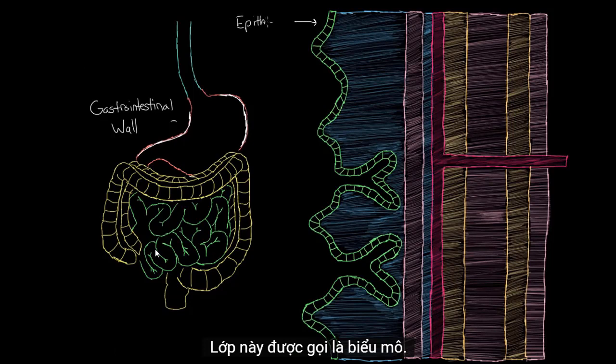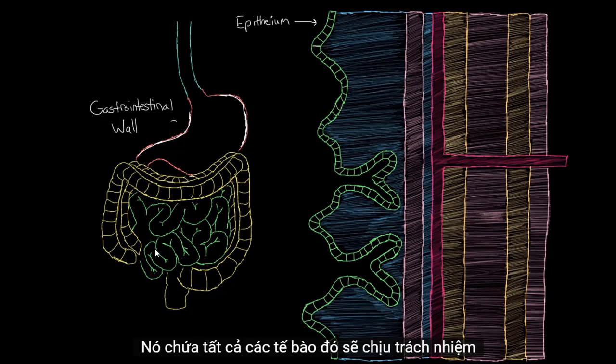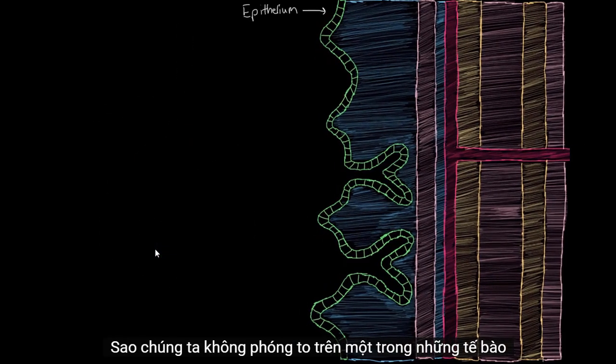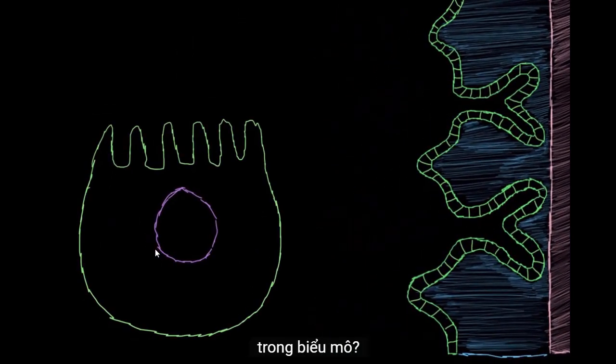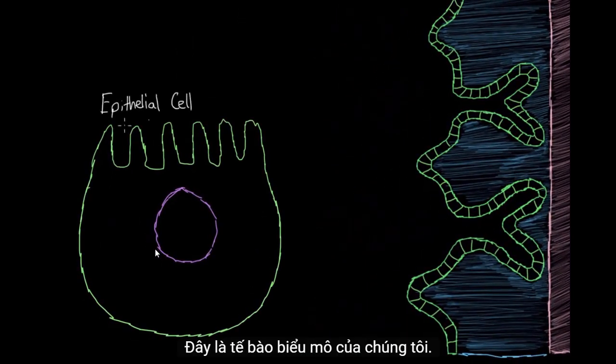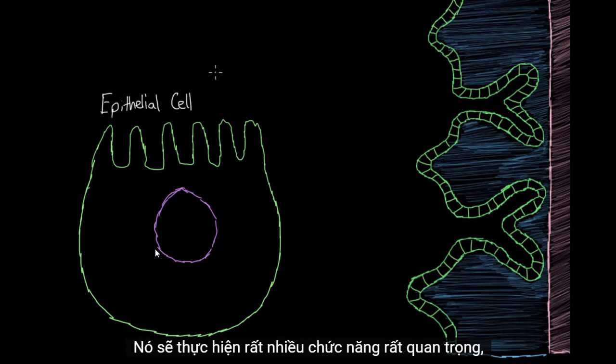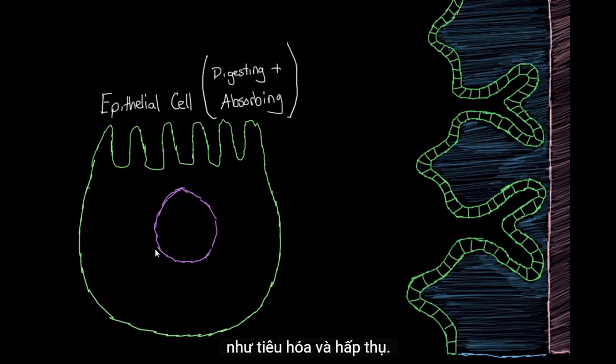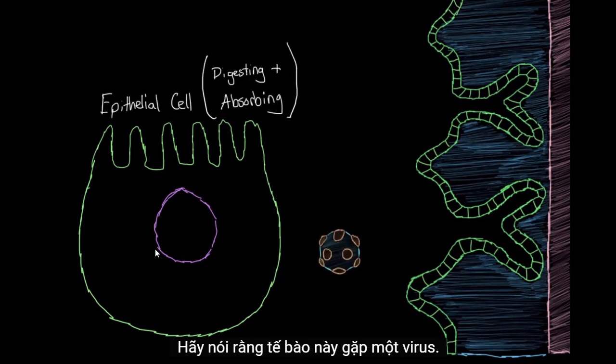This layer is called the epithelium. It contains all the cells that will be responsible for digesting and absorbing nutrients and water. The virus is going to invade the epithelium. So why don't we zoom in on one of the cells in the epithelium. So this is our epithelial cell. It'll perform a lot of really important functions like digesting and absorbing. Now let's say this cell encounters a virus.